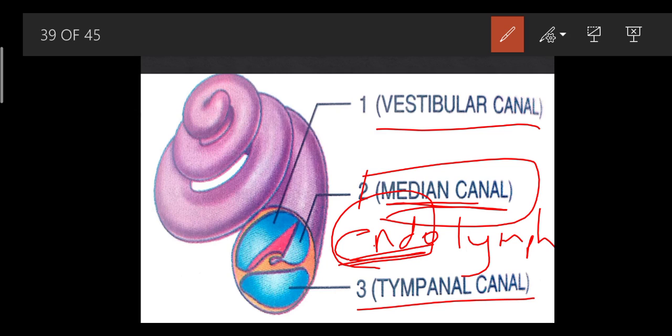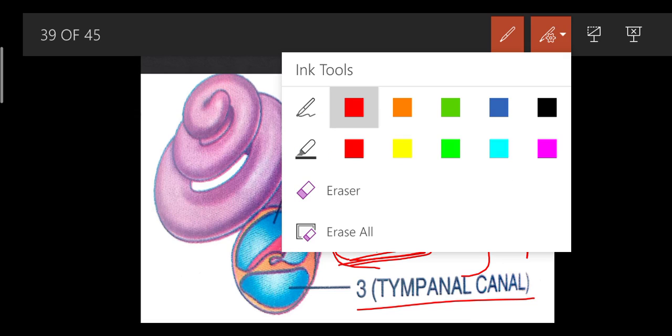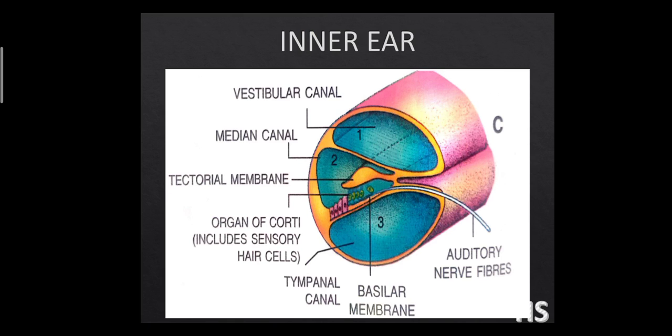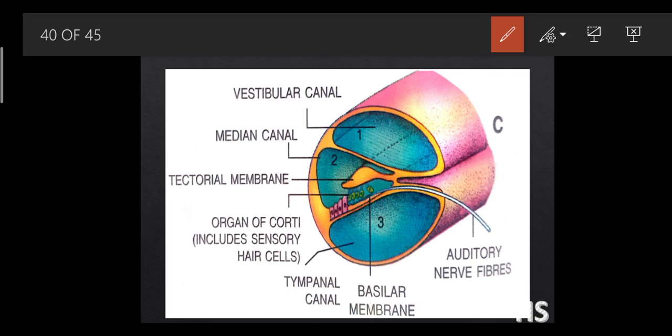Okay, and the middle ear. In the median canal, this part, there is one important part we are going to see. See, all these names are not important. The names which are important, I will tell you that part only. We know that part very well.